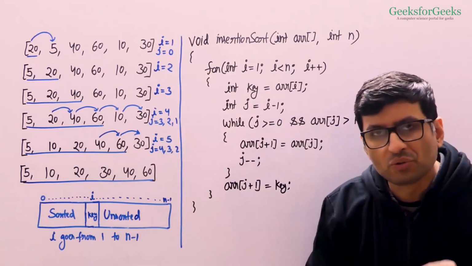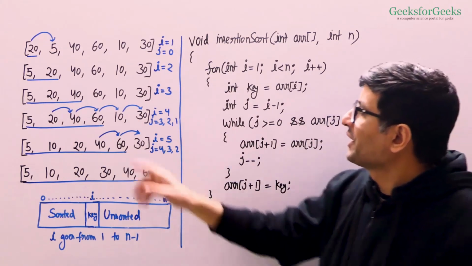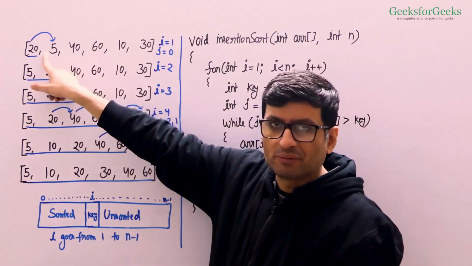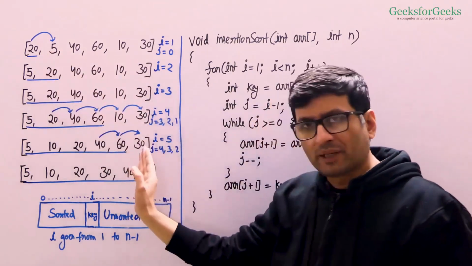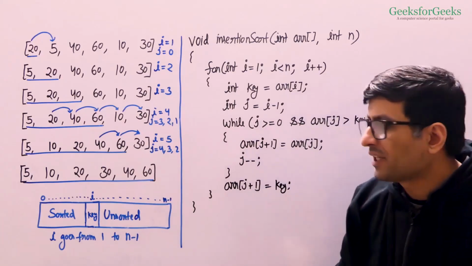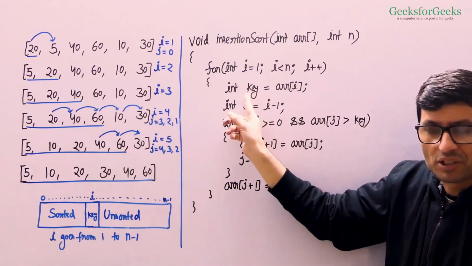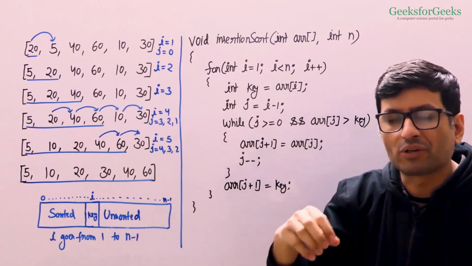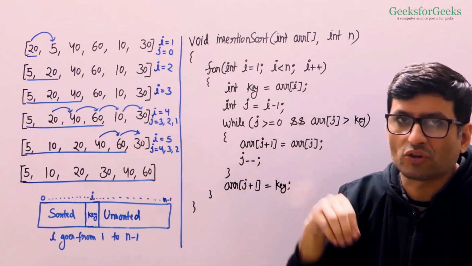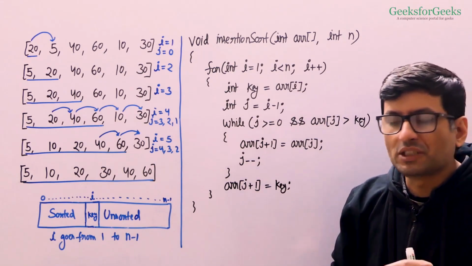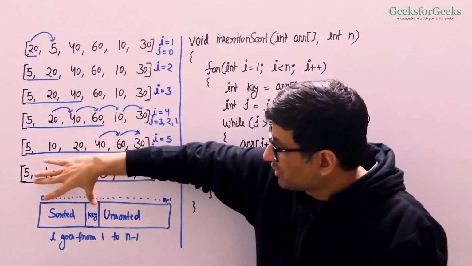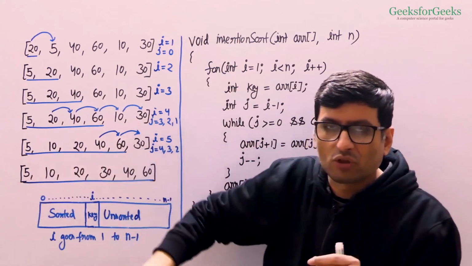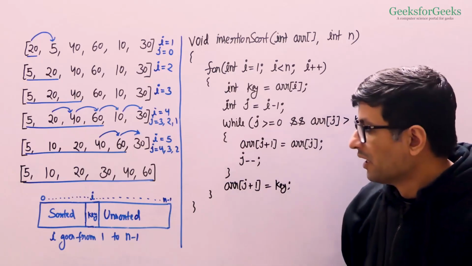So what are we going to do in this loop? We are going to begin with I equal to 1, which means this element, and we are going to go till n minus 1. For every element, we are going to first store it in a variable key, and then we are going to go to its left side and find its correct position in the sorted array, right? And once we find it, we increase the sorted array part. That's all we are going to do in every iteration.